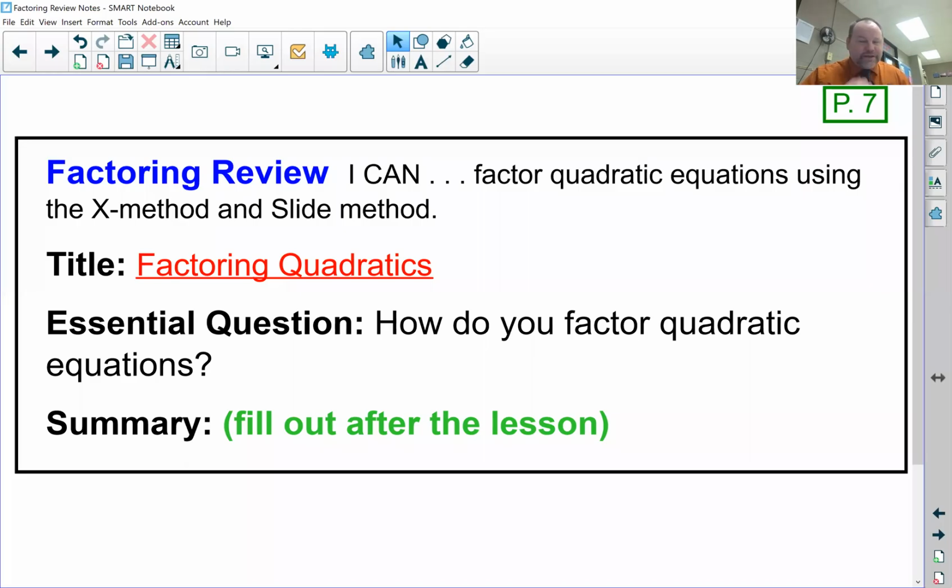All right, so we're going to take a little bit of time and review factoring quadratic expressions. And then that will lead us next week into a way of solving quadratic equations using factoring.